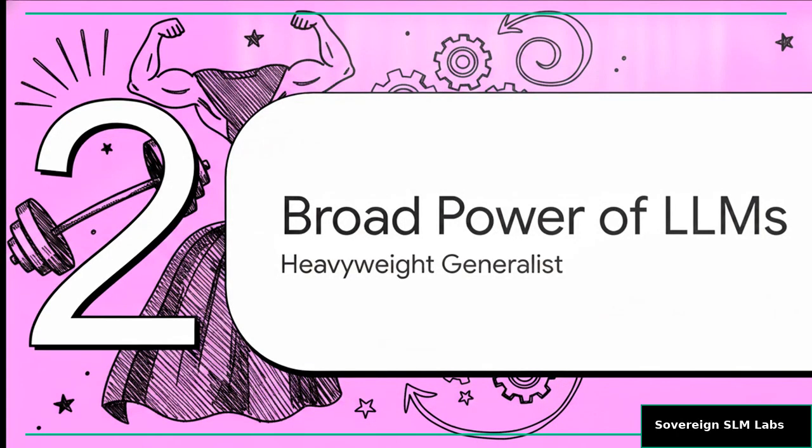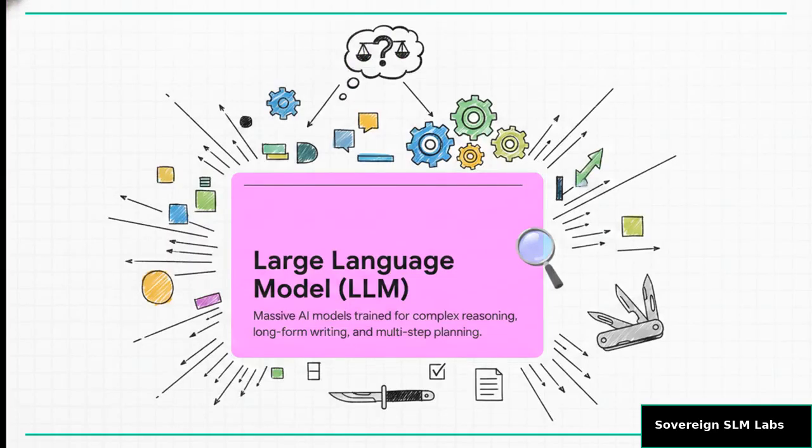All right, moving to Section 2. The broad power of LLMs. Let's talk about the heavyweight generalist that everybody already knows. The large language model, or LLM. Now, these are massive AI models trained for incredibly complex reasoning, long-form writing, open-ended conversation, and multi-step planning. If the SLM is our scalpel, well, the LLM is the ultimate Swiss Army knife of AI. But here is the catch. You really don't need a massive model capable of advanced academic math just to match a basic vendor invoice, right? I mean, that's just overkill.